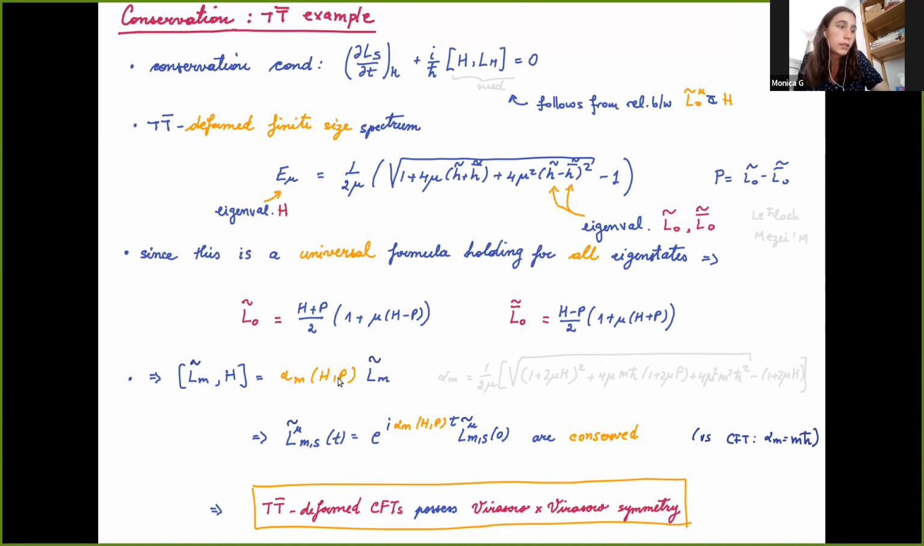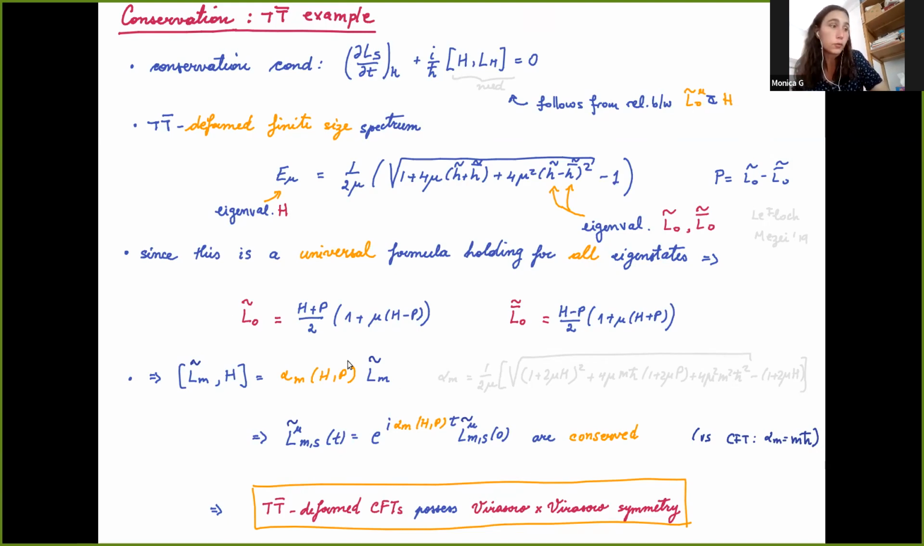Note, since this is an operator, it changes form if I put it on the left or on the right. Okay, so once I have this commutator, I can trivially cook up some time dependence for my generators, such that they satisfy this equation, and this is the answer. So it turns out that these guys with this time dependence, e to the i alpha t, are conserved. And since they are conserved and they satisfy the Virasoro algebra, it means that TTbar deformed CFTs possess Virasoro times Virasoro symmetry.